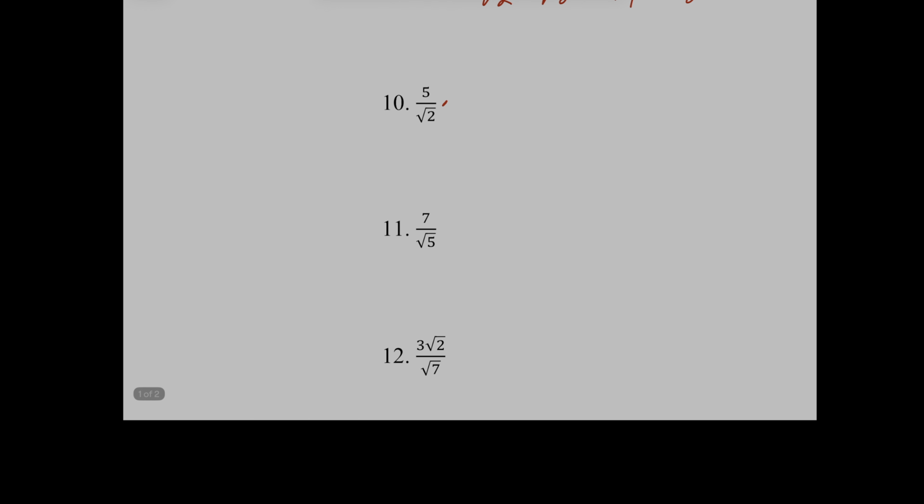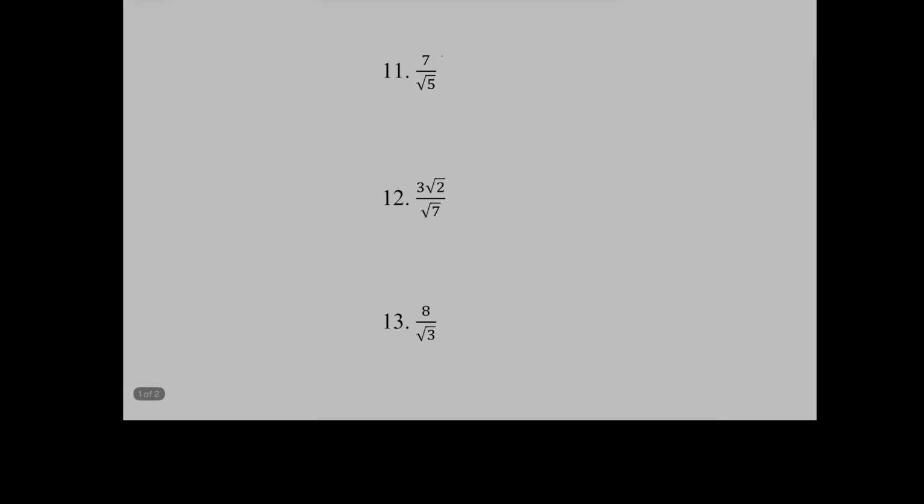Now I can't have the square root of 2 on bottom, so I'm going to multiply by square root of 2 over 2. And I'm going to get 5 root 2 over 2. Now, a square root times itself is that number outside of the radical. That's why we do that. That's how we get rid of it.